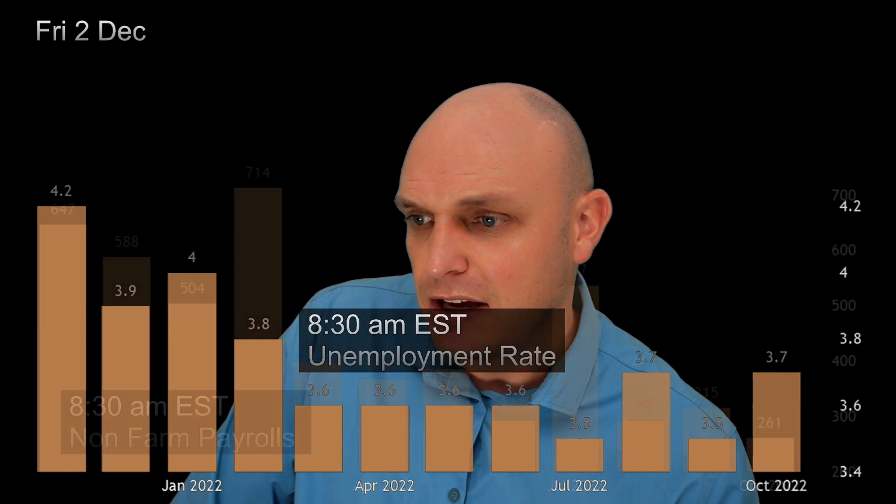Then the last one is the non-farm payrolls. These are basically newly employed people. So here we actually want to see a higher figure. We want to see people joining the job market. So this one also needs to increase. At the moment, as you can see, it's quite low and it's decreasing. So we're also hoping for an increase here, because that means that the balance in the economy is being restored.